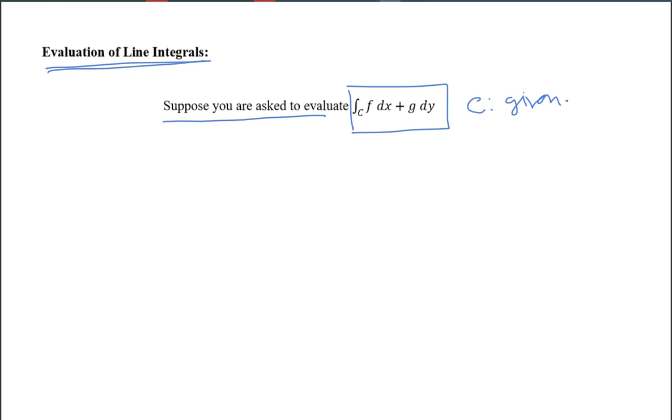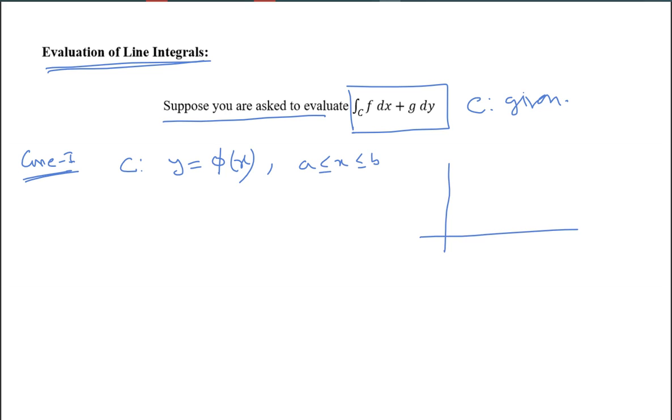Suppose case 1, if I consider this curve C is given as y is equal to 5x, and x is from a less than or equal to x less than or equal to b. So the curve is given from x equal to a to x equal to b, y is equal to 5x. Suppose this is the curve.